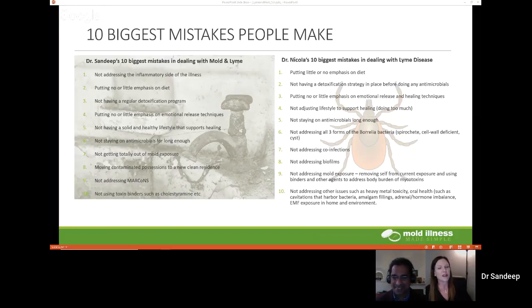Well, what I like about this is that some of our 10 biggest mistakes or challenges or hurdles are definitely consistent. So for me, putting little or no emphasis on diet, I am such a huge advocate for people adjusting their diet and doing whatever dietary modifications they can, because in my mind, one of the key drivers of inflammation is foods you're eating.